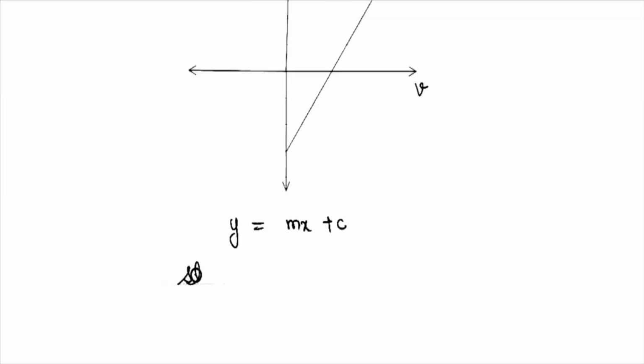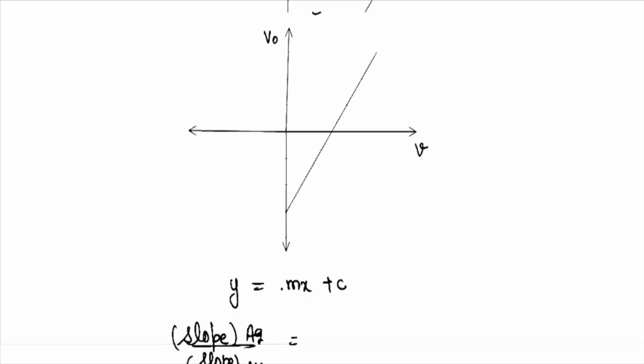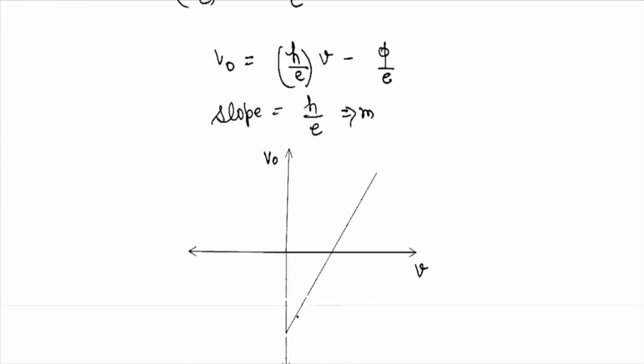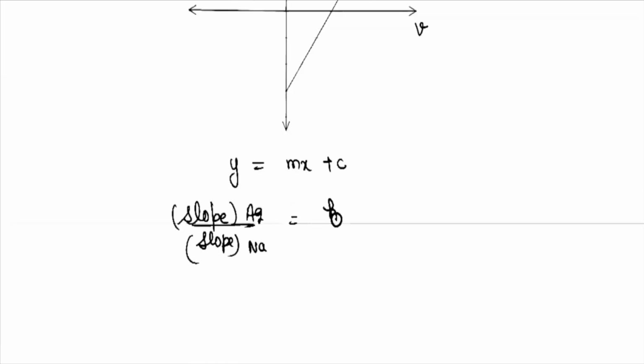So we have to take the slope of silver divided by the slope of sodium, that is Na. This value does not change with the material. So we can write h divided by e for silver and h divided by e for sodium. From this we get the ratio equal to 1. So the ratio is 1.